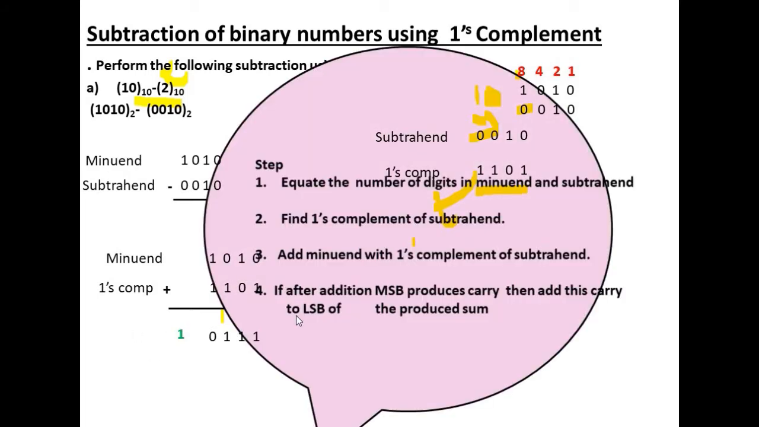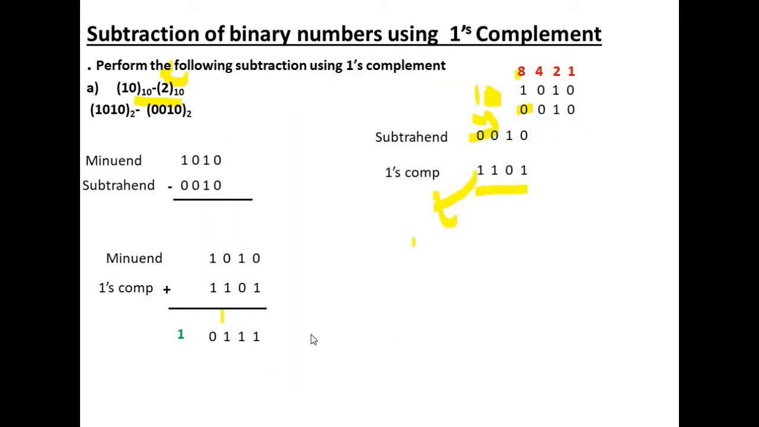Now we know the fourth step: after addition, if the MSB produces a carry, then we have to add this carry again to the LSB of the produced sum. Here we see that the MSB has produced a carry. MSB means these two digits have produced a carry 1. So this one has to be added again into the produced sum. That is, this is the produced sum, and now we have to add this carry again into the produced sum.